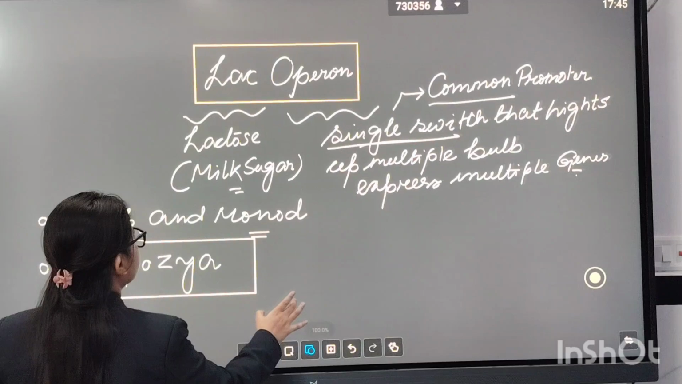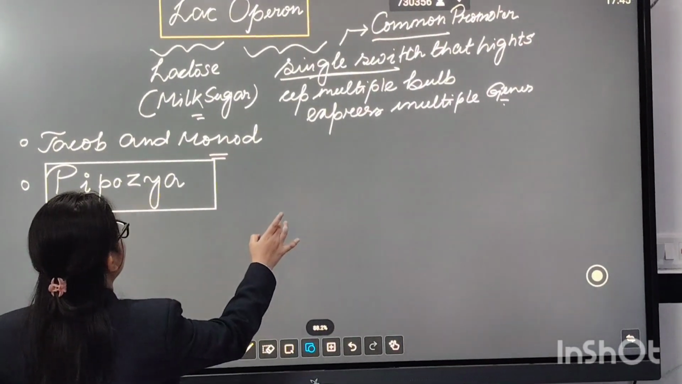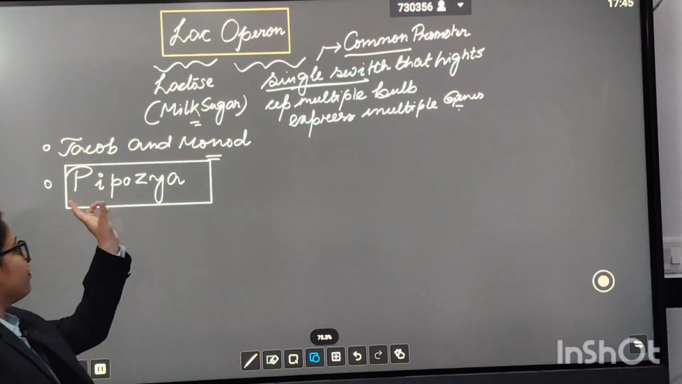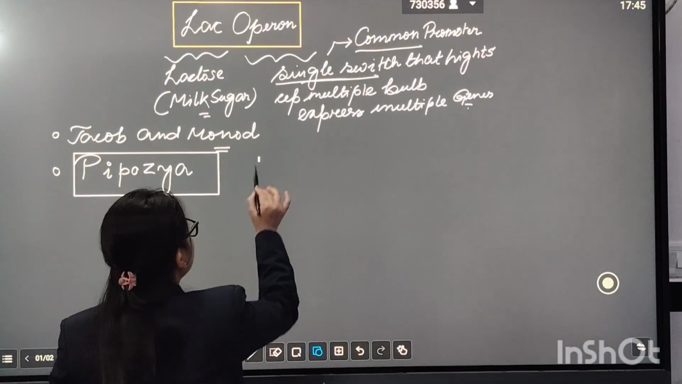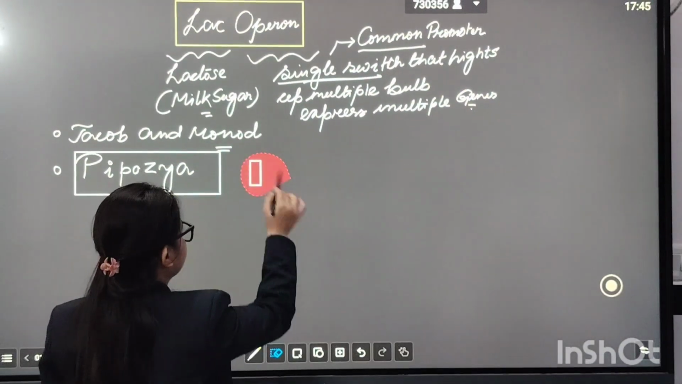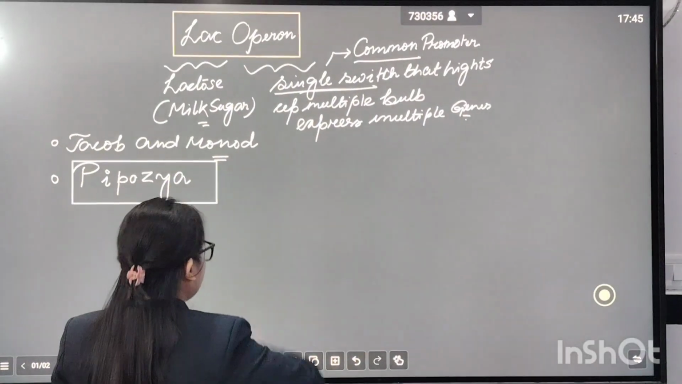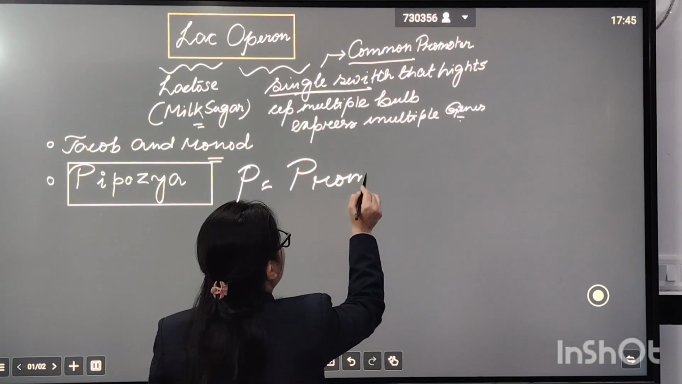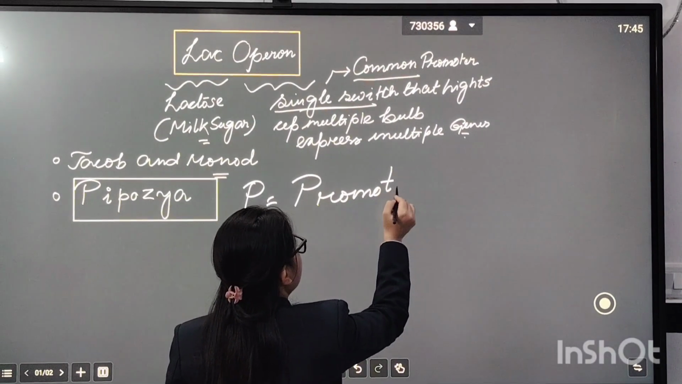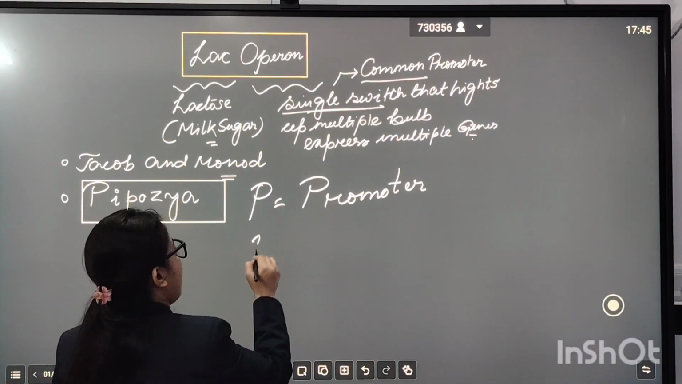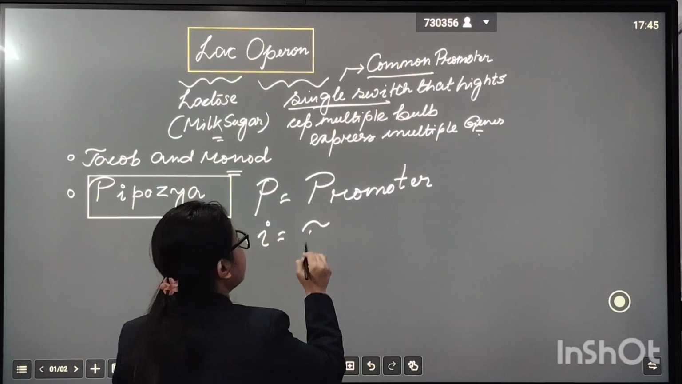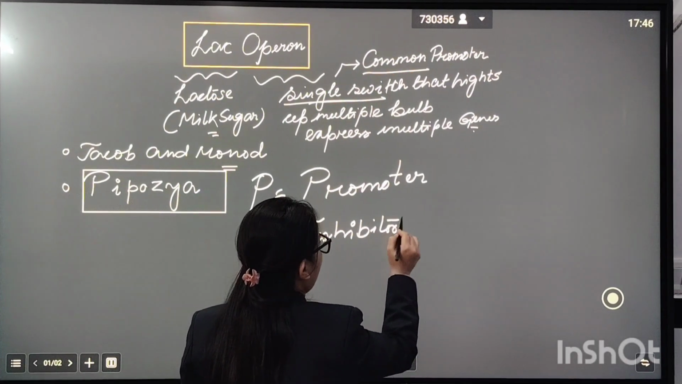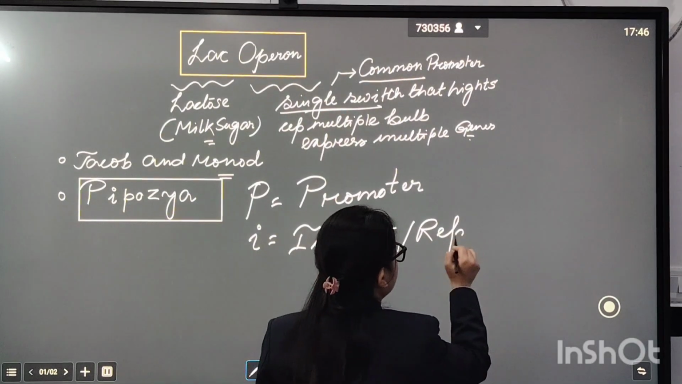Seems funny, right? So what does this PPO-ZYA mean? Let me decode each and every alphabet of this PPO-ZYA. Now this P stands for promoter. Alright? P stands for promoter. I for inhibitor, or you can say repressor.